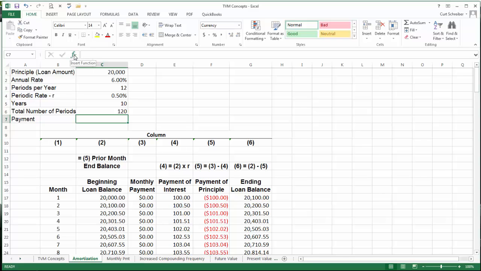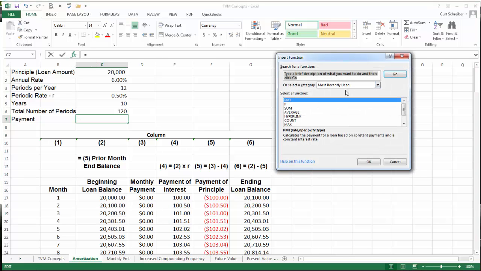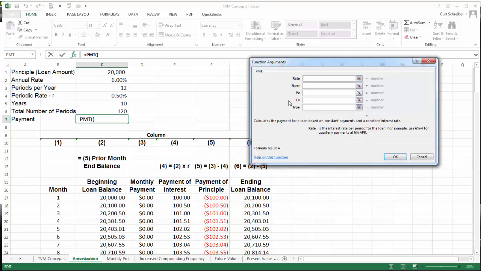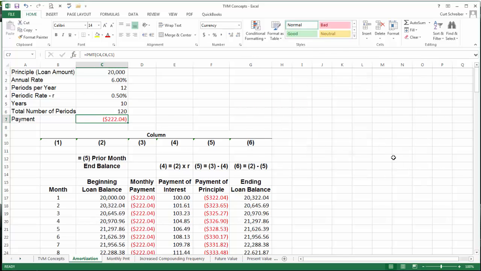Up here in Excel, I'm going to click on the Insert Function button, and in this case you can type in simply PMT and hit Enter 2 times, and then you get the function arguments boxes. The interest rate is going to be equal to the 0.5% periodic rate. The total number of periods, or total number of payments, is equal to 120. And the outstanding loan balance, which is equal to the present value, is going to be equal to $20,000. I'm going to click OK.